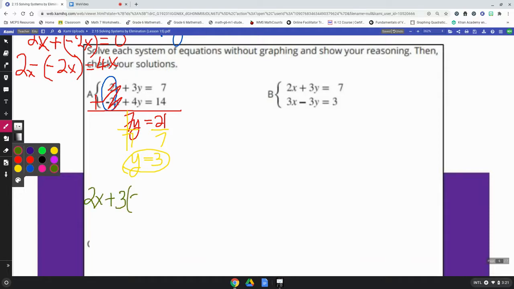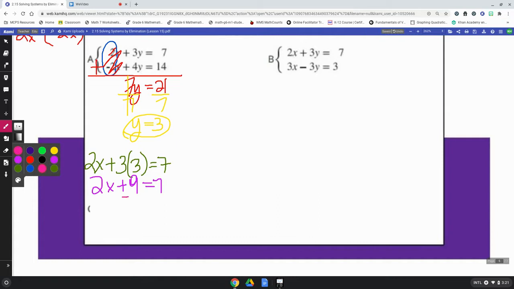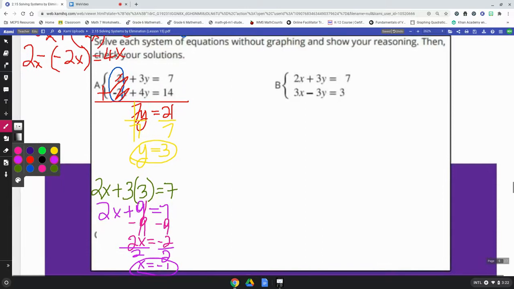If y is 3, go ahead and substitute 3 for y in either equation. I'm going to do my first one, but it doesn't matter which one. So that gives me 2x plus 9 equals 7. Minus 9 from both sides, so 2x equals negative 2. Divide by 2, x is negative 1. So my solution is negative 1, 3.